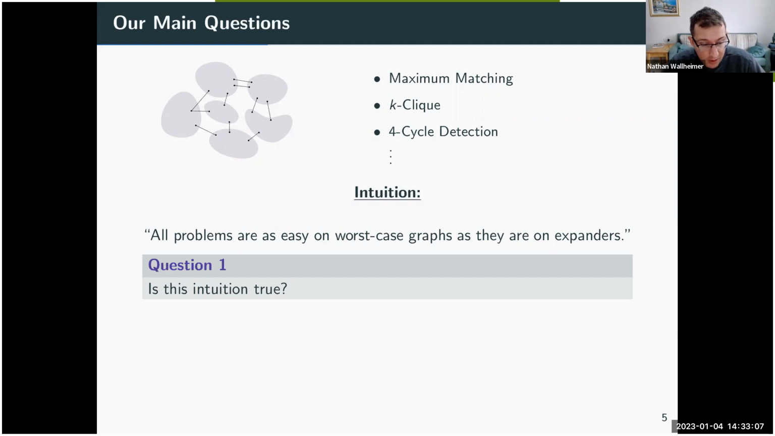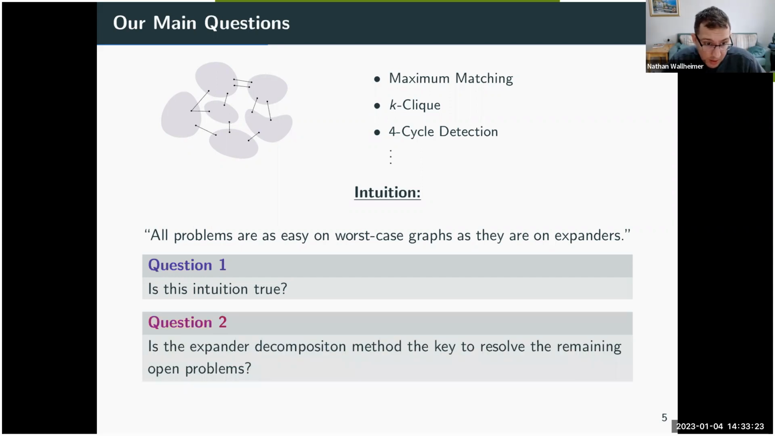The first question that we ask is whether this intuition is true. If this intuition is true, it means that it's enough to solve a problem on expander graphs, and then we also get the solution for any graph. And that's what makes many people believe that perhaps the expander decomposition method, seeing all the recent results, is the key to resolve all those remaining open problems. And that's the second question that we come to investigate in this paper.